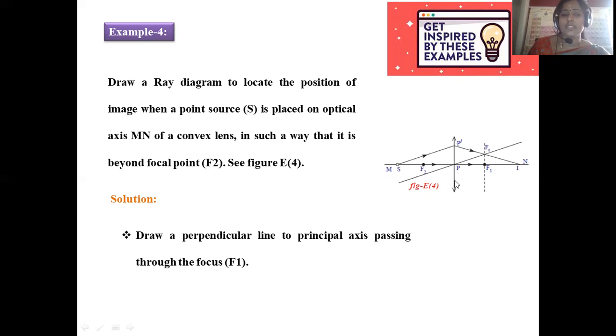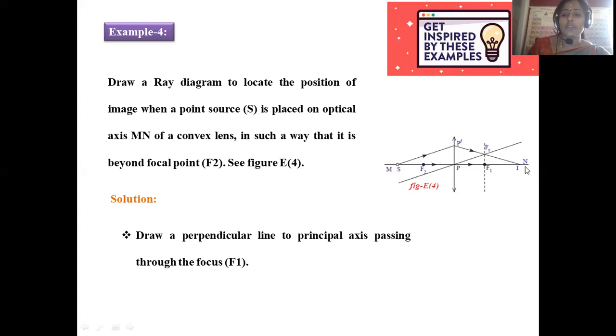And we kept a convex lens here. And so here, what happens? Optical axis MN. So here, the principal axis is now said to be an optical axis. So within this example, they are mentioning this as an optical axis, which is simply known as the principal axis only, right?